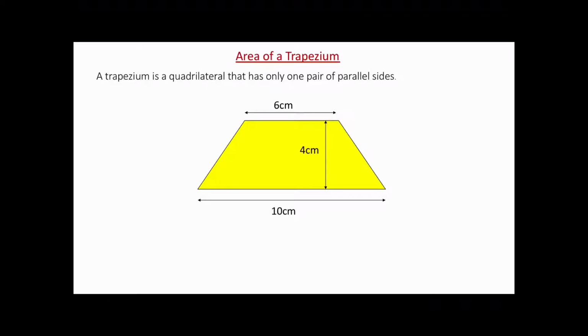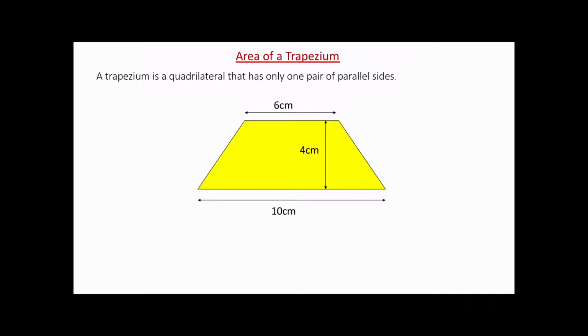Today we're going to learn how to calculate the area of a trapezium. And hopefully you remember from last topic that a trapezium is a quadrilateral, so a four-sided shape that has only one pair of parallel sides. And the parallel sides on this figure below are the 6 centimeters and the 10 centimeters.